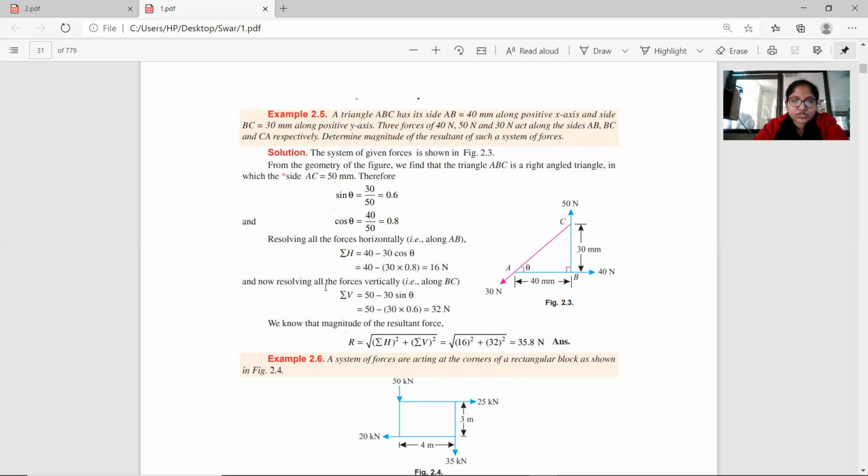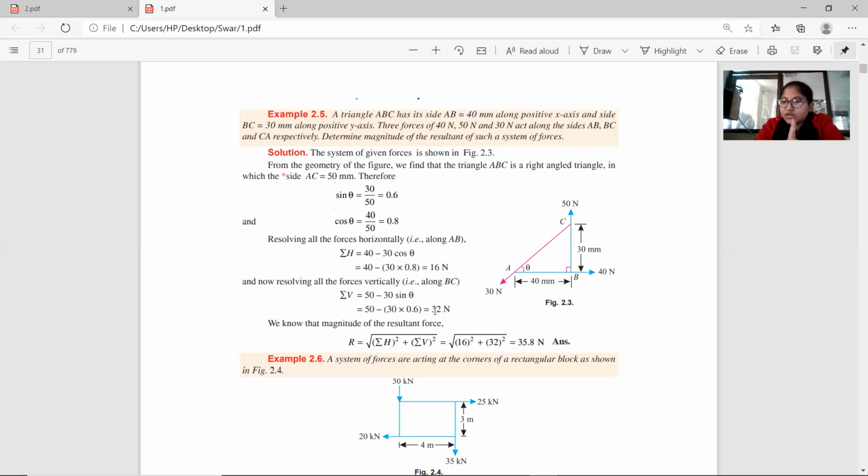Now resolving all the forces vertically along BC. In the vertical direction, this force is 50 Newton, we take it. Next, along this theta, I resolve it into two components, sine and cos. In the vertical direction it is sine theta, so 50 minus 30 sine theta. Put the value of sine theta, 0.6, in this equation. After resolving, sigma V will be 32 Newton.